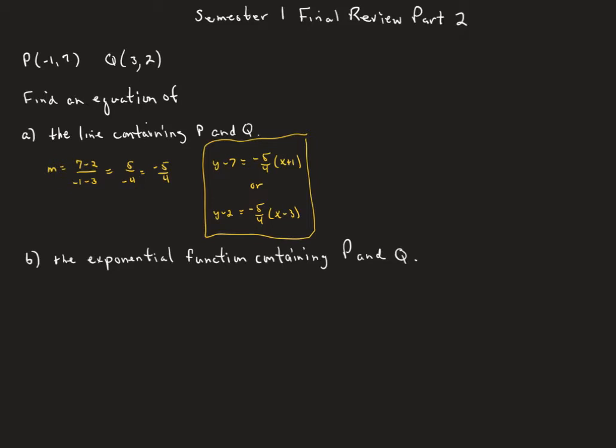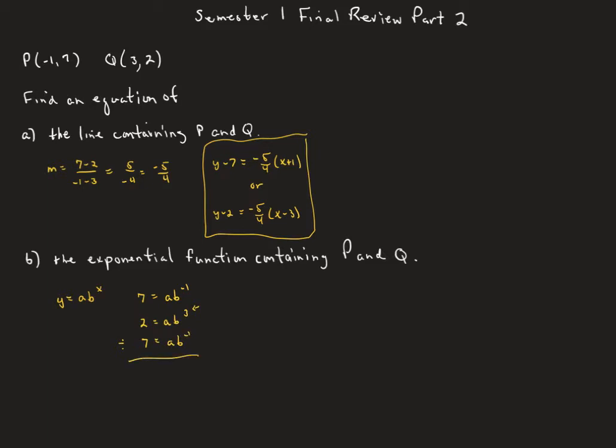Now, the exponential function we're going to use as our formula is going to be y equals ab to the x. So plugging in the -1 and the 7, we're going to get 7 is equal to ab to the -1. And using the other point, we'll get 2 is equal to ab to the third. So I want to divide these, but I'm going to use the larger exponent on top. So I'm going to divide and put the 7 equals ab to the -1 underneath it. You don't have to do that.